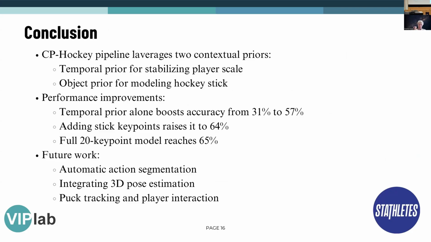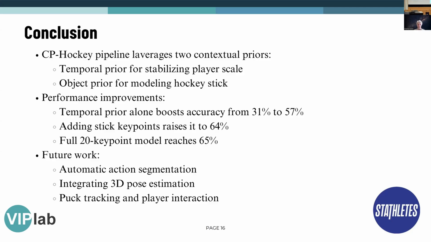To wrap up, our CP hockey pipeline introduces 2 key contextual priors that significantly enhance action recognition in ice hockey. First, a temporal prior helps stabilize player scale across frames, addressing camera-induced jitter. Secondly, an object prior explicitly models the hockey stick, capturing crucial stick-based motions that standard skeletons missed.